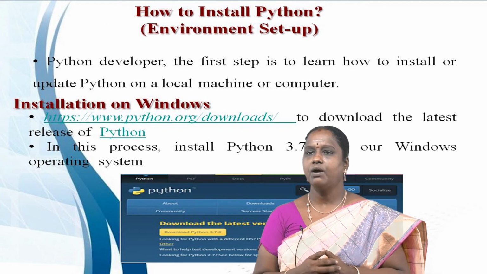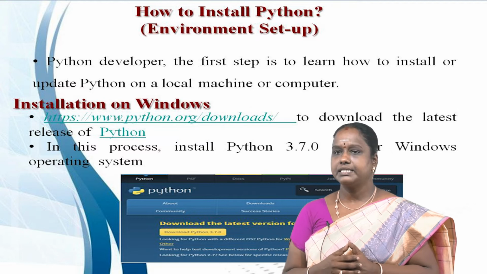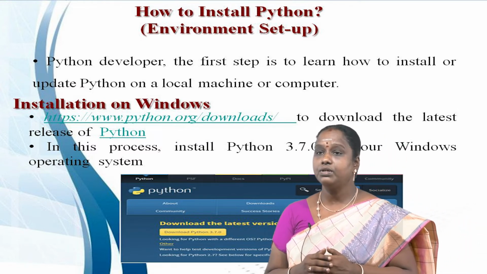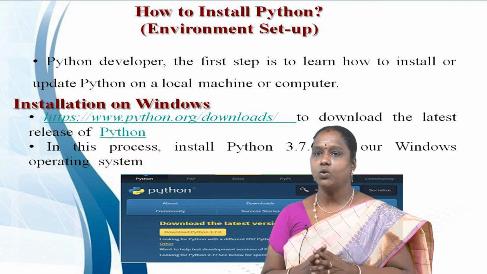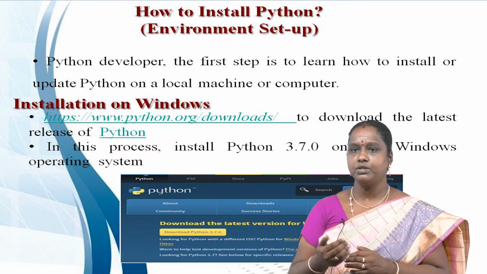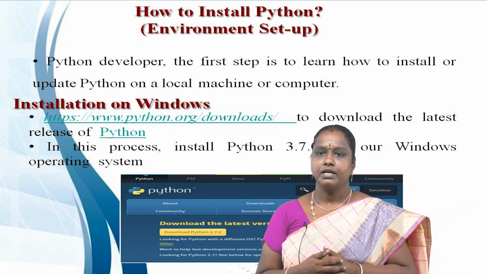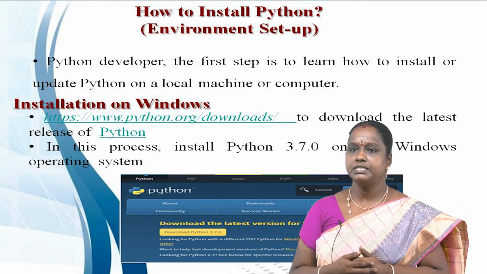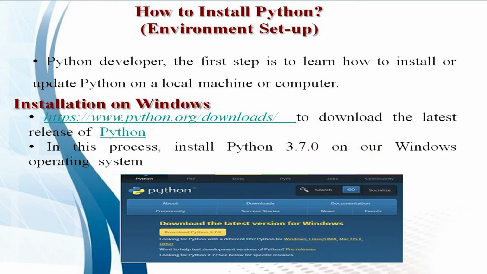Next, we see how to install Python. Here we see the environmental setup. As a Python developer, the first step is to learn how to install or update Python on a local machine or computer. Installation on Windows. Here we see the Windows steps. Go to http://www.python.org/downloads to download the latest release of Python. We see some more versions. In this process, we install Python 3.7.0 on our Windows operating system.